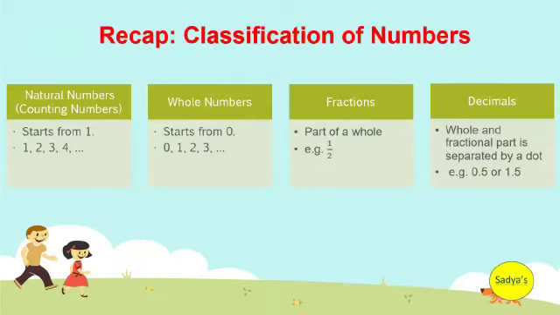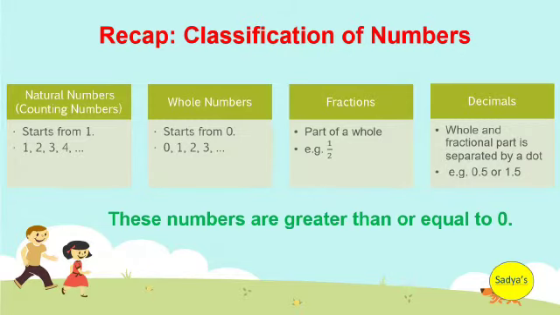Let's recap classification of numbers studied in chapter 1 and previous classes. Natural numbers, also known as counting numbers, start from 1. So 1, 2, 3 and so on. The 3 dots represent continuity of numbers. If we include 0, natural numbers become whole numbers. Fractions represent a part of a whole. For example, half of a cake is 1 by 2. Decimals is just another way of writing fractions, such that whole and fractional part is separated by a dot, known as decimal point. For example, 0.5 or 1.5. Note that all these numbers are either greater than 0 or equal to 0.